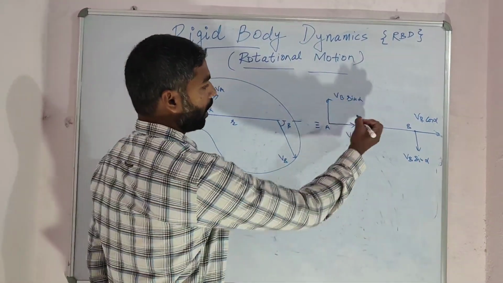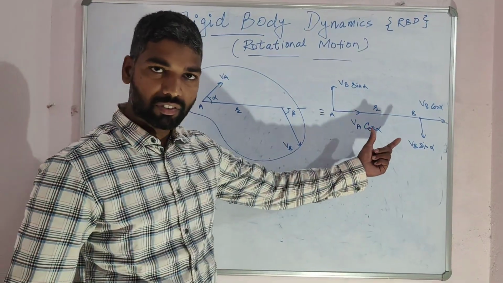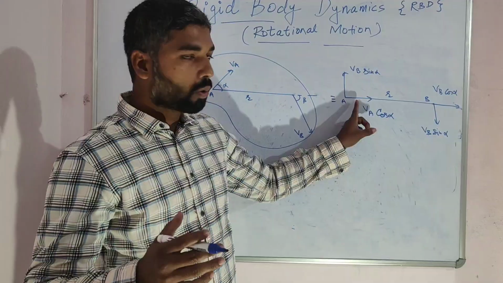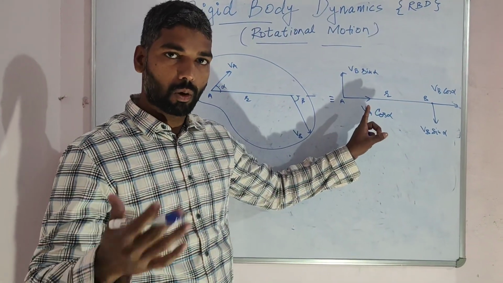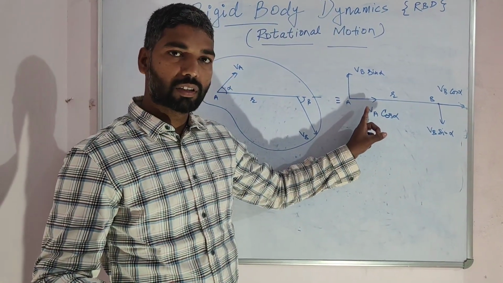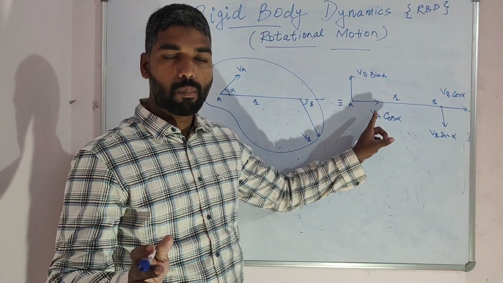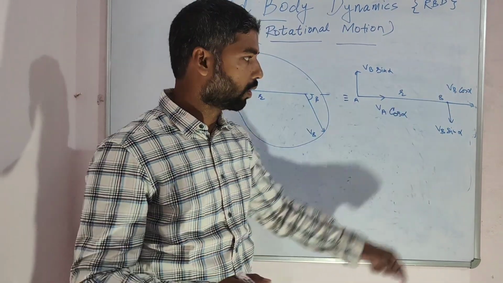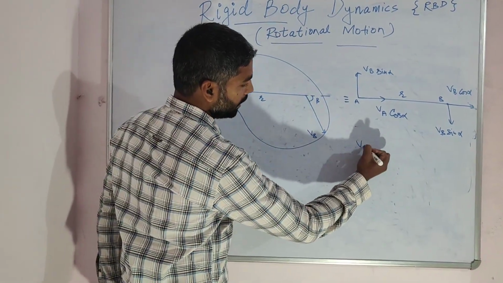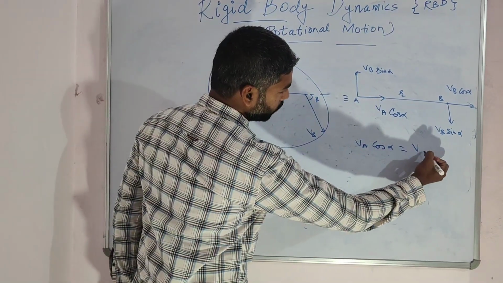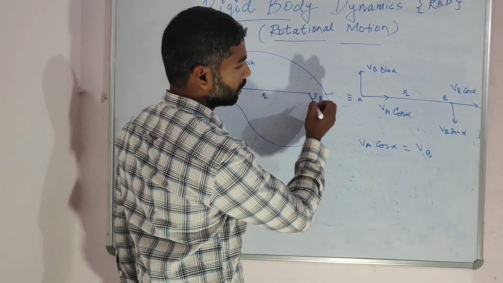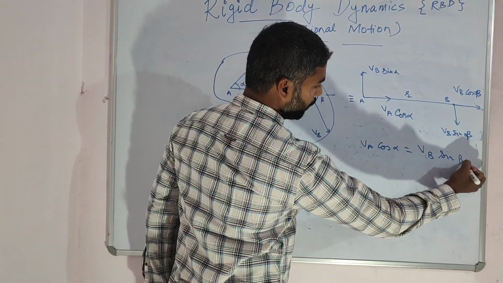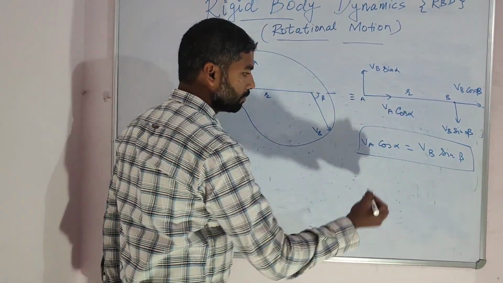We know that this r is fixed. The distance between the particles is fixed because this is a rigid body. That means there should be no relative velocity along this line, or the velocity of separation and velocity of approach will be zero, or we can say that this velocity will be equal to this velocity. So we can say that Va cos alpha is equal to Vb, sorry, this angle is beta, so this is beta, this is also beta, Vb sin beta. This is our first equation.